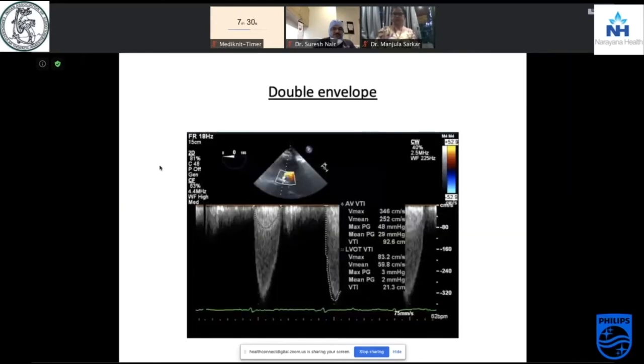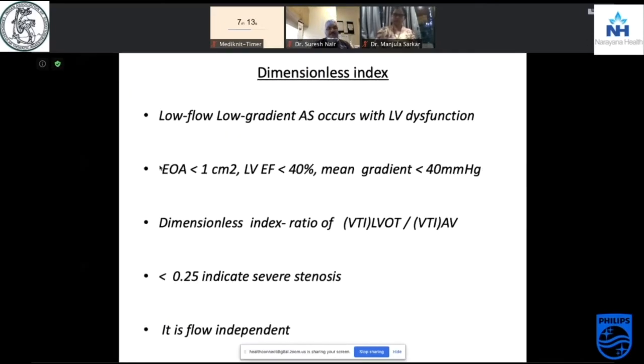So, is there a method to overcome that? Yes. There is something called the double valve technique, where you can get both the VTI of the LVOT as well as the aortic valve in the same cardiac cycle. Using this method, you can calculate the index called the dimensionless velocity index.